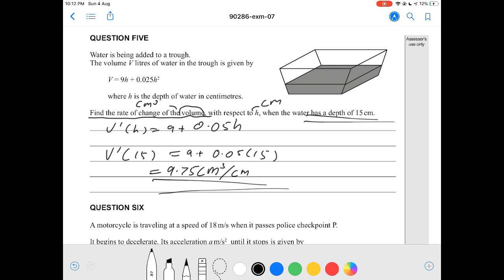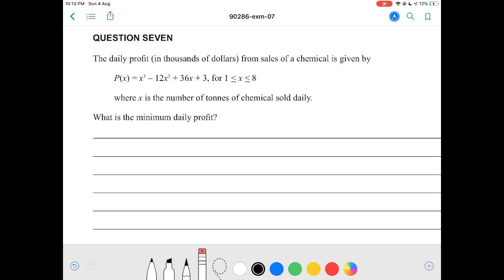So basically, just maximums and minimums, but instead of f of x, it's going to be, for example, a box or just a real life application. Alright, so here is an application type question for our maximums and minimums.